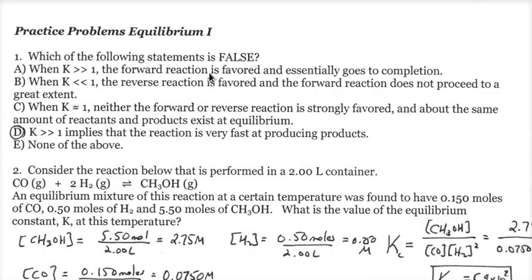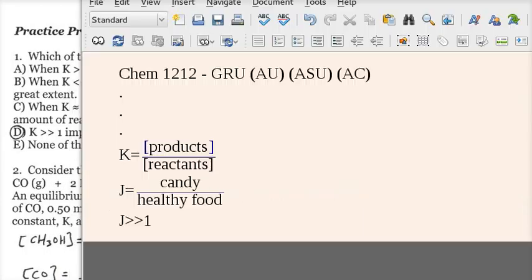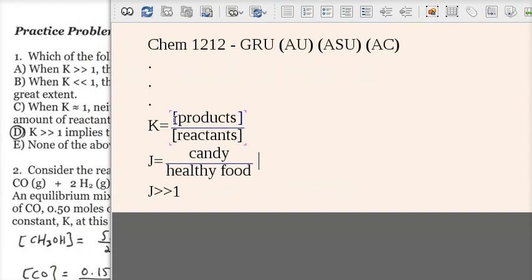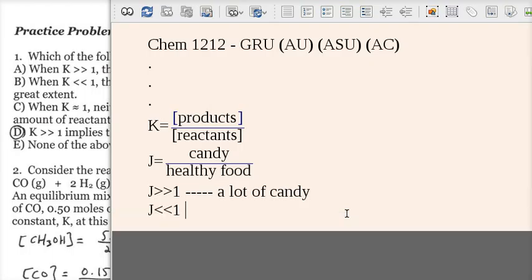For number 1, I'm going to try to do some intuitive explanation of K. K is the concentration of products over the concentration of reactants. And I'm going to invent this other thing, J, which is the amount of candy over the amount of healthy food. So if J is much greater than 1, that means that there's a lot of candy. And if J is much less than 1, then there is a lot of healthy food.